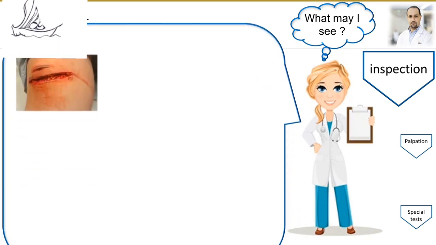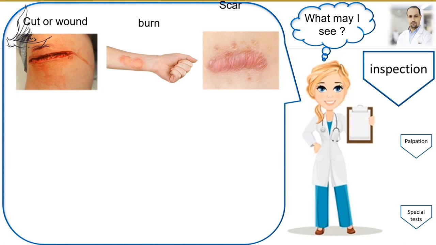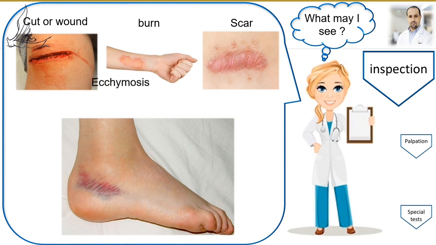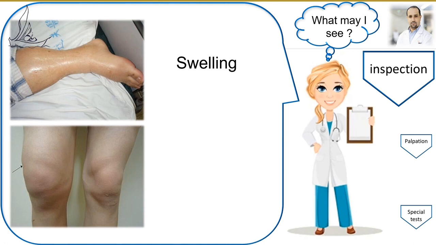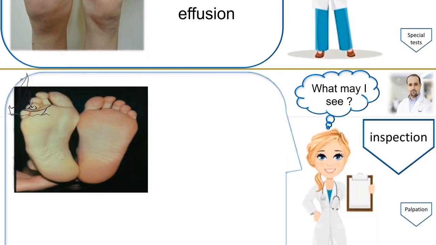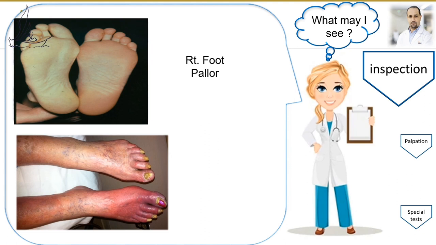What could we see in the case of an ER orthopedic patient? We may see a cut or wound, burns caused by hot objects, scars of previous surgical interventions or wounds, and ecchymosis caused by ligamentous injuries or sprains. We may see also swelling, joint effusion, and some changes in color, like pallor, which is usually caused by arterial occlusion, or rubor, which is usually caused by venous occlusion.